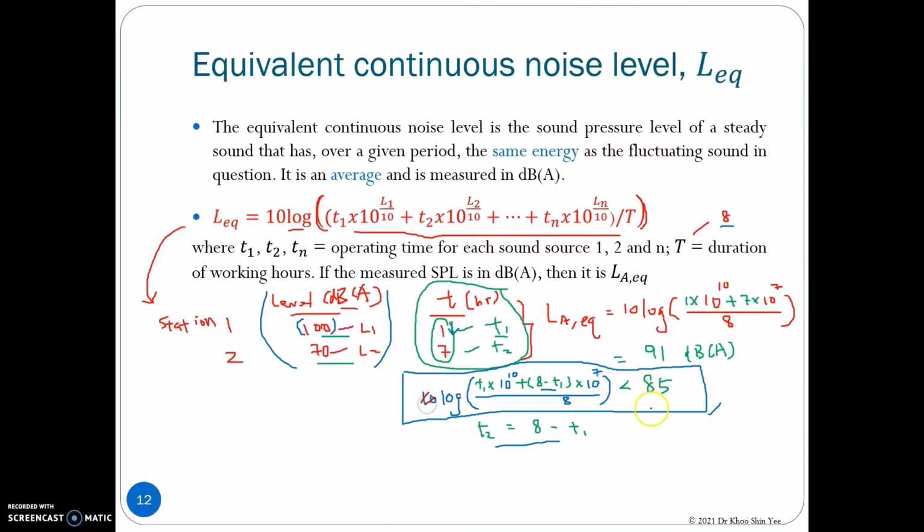Move the 10 to the right hand side. So you need to divide it with 10 to obtain 8.5. Log, convert to right hand side, you obtain 10 to the power of 8.5. Divide 8, move to the right hand side, you obtain multiply with 8. 8 multiplied with 10 to the power of 7, move to the right hand side, you obtain negative 8 multiplied with 10 to the power of 7. So this can be eliminated. Lastly, T1 here can be extracted out.